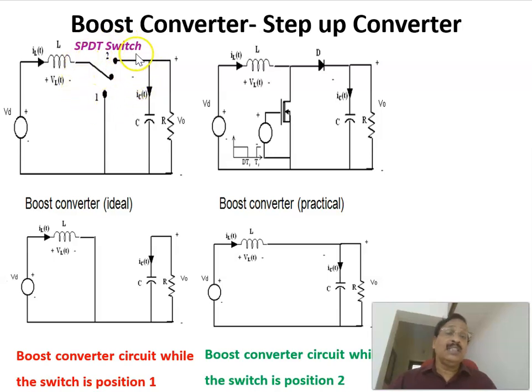Now, the SPDT switch can be realized by using a MOSFET. When the MOSFET is on, it is equal to position 1, and when the MOSFET is off, it is position 2. Therefore, these are the two positions of the switch and the corresponding equivalent circuits. When the MOSFET is on, the input voltage VD comes across the inductor and energy is stored in the inductor, and when the MOSFET is off, whatever energy is stored can be transferred into the load. Therefore, this is the equivalent circuit corresponding to the off position of the switch.